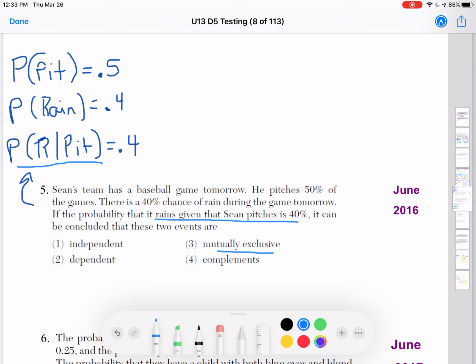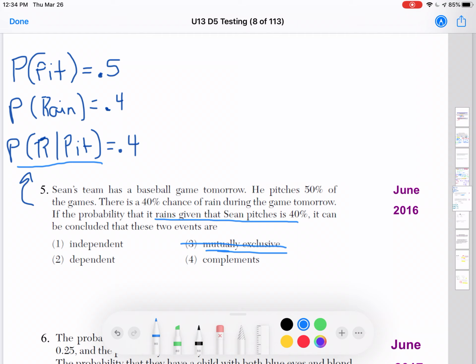I just want to tell you what that means. So mutually exclusive means that they can't happen at the same time. So like if I'm driving, I can't make a left turn and a right turn at the same time. That would be an example of mutually exclusive events. Or if I toss a coin, it can't land on heads and tails at the same time. So those would be mutually exclusive. So, I mean, can't he pitch and it rains? Those could both happen at the same time. They're not exclusive. So we can get rid of choice 3.